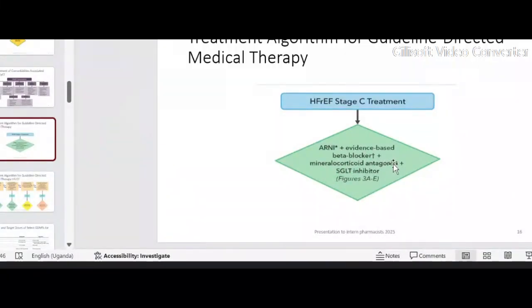Mineralocorticoid antagonists like spironolactone, eplerenone, and then SGLT2 inhibitors. Are you seeing? I was saying that these drugs, SGLT2 inhibitors, have become a miracle drug in heart failure. They can be used in heart failure patients across all ejection fractions, whether reduced ejection fraction or preserved ejection fraction. In preserved, they can be used alone. They have shown class 1 evidence that they have mortality benefit. They reduce the risk of the patient dying.